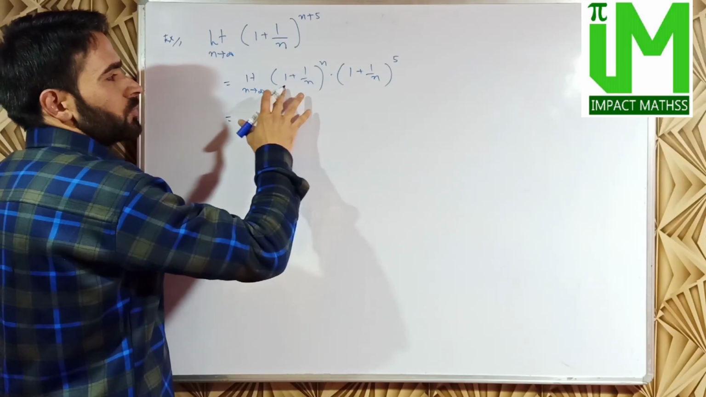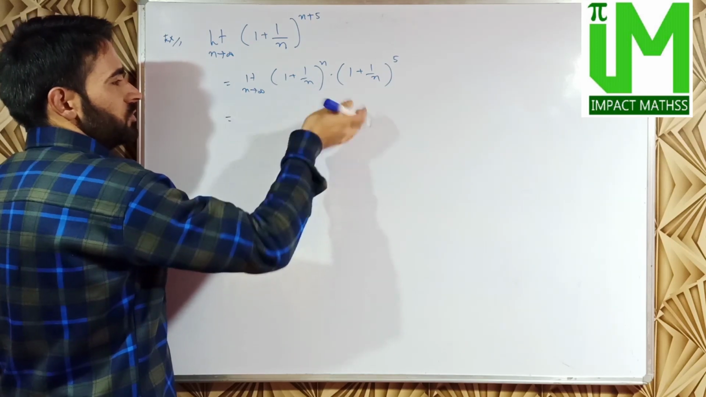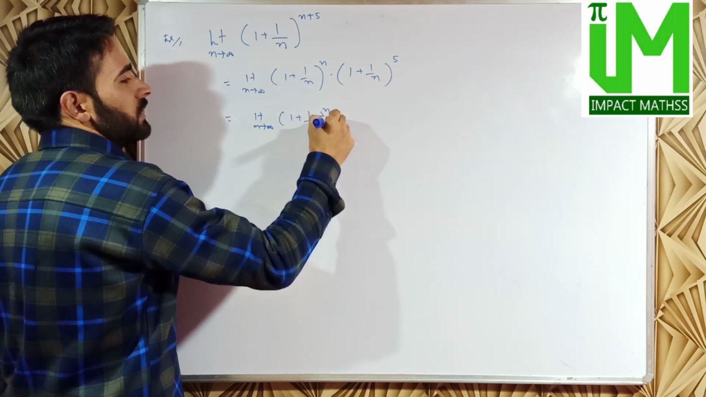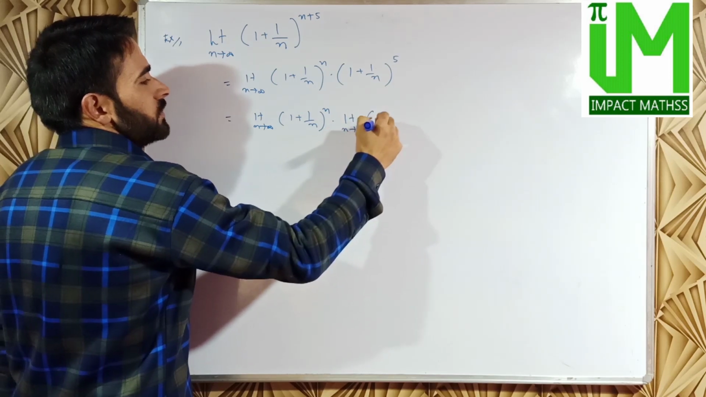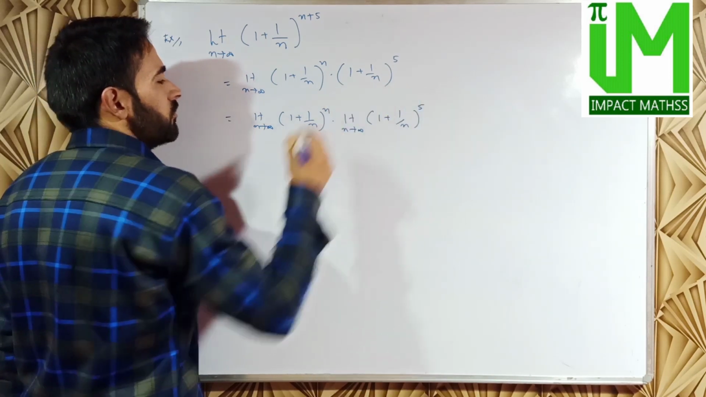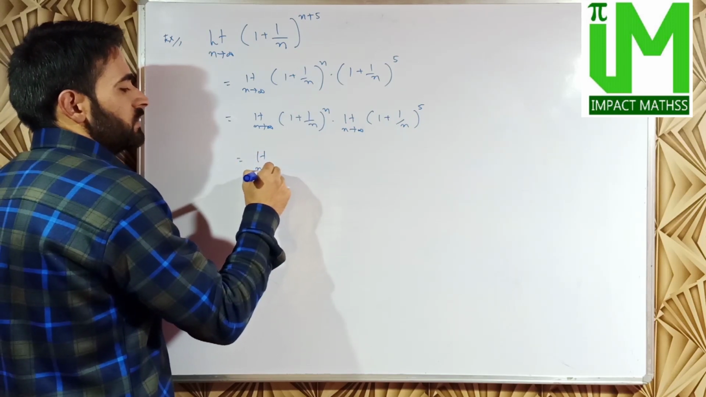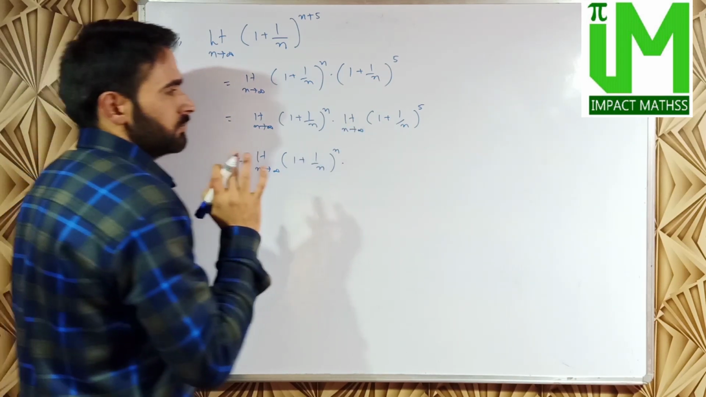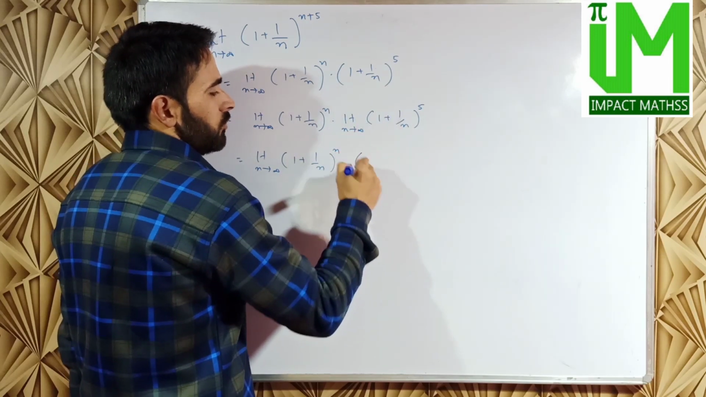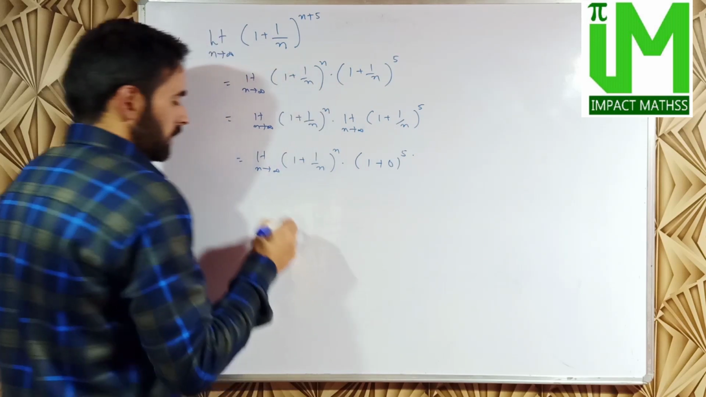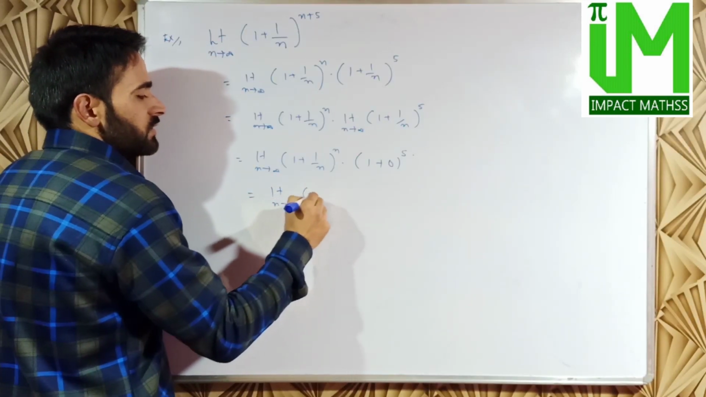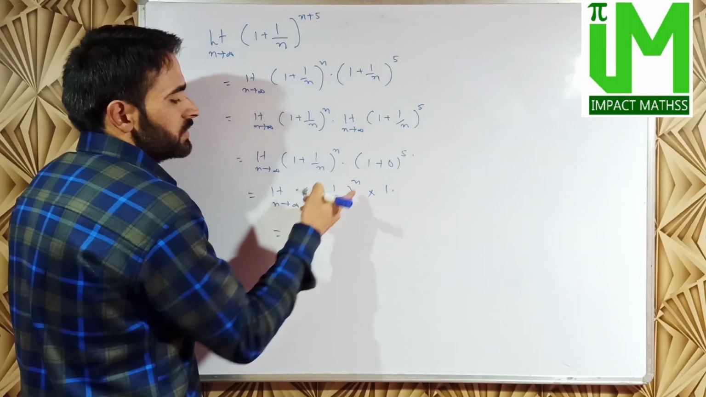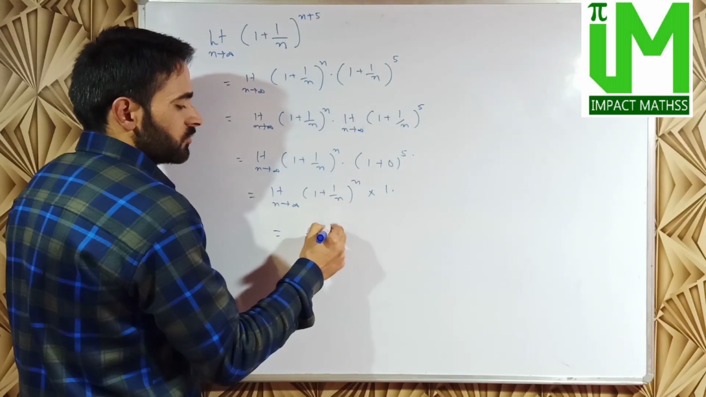Since limit of product equals product of limits, the limit can be distributed. We can write limit n tends to infinity (1 plus 1 over n) to the power n into limit n tends to infinity (1 plus 1 over n) to the power 5. So this will be limit n tends to infinity (1 plus 1 over n) to the power n into its limiting value, if we calculate, as n tends to infinity, that is (1 plus 0) to the power 5, which is 1. By the previous result, this limit equals e, so this will be e into 1, which will be equal to e.